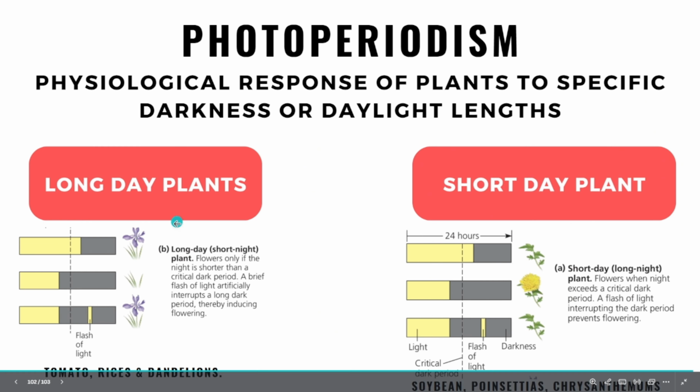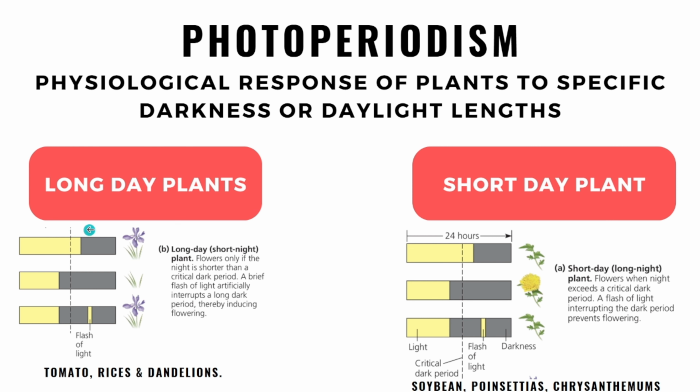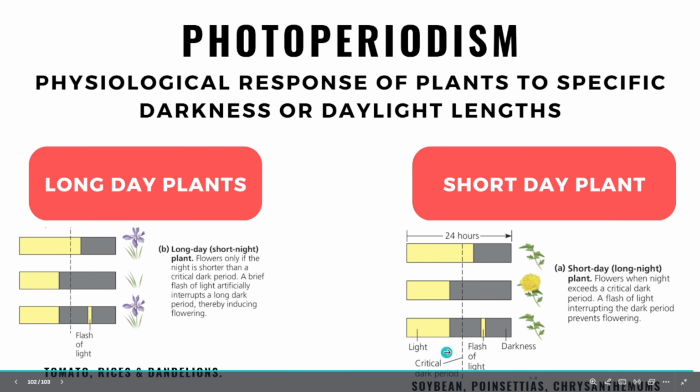Meaning that long day plant, when the sunny period is longer than the critical line, this is the critical dark period or critical line, then it flowers. If it's shorter than it, then no flower. For short day plant, when the sunny daylight is shorter than the critical dark period, only then it will flower.